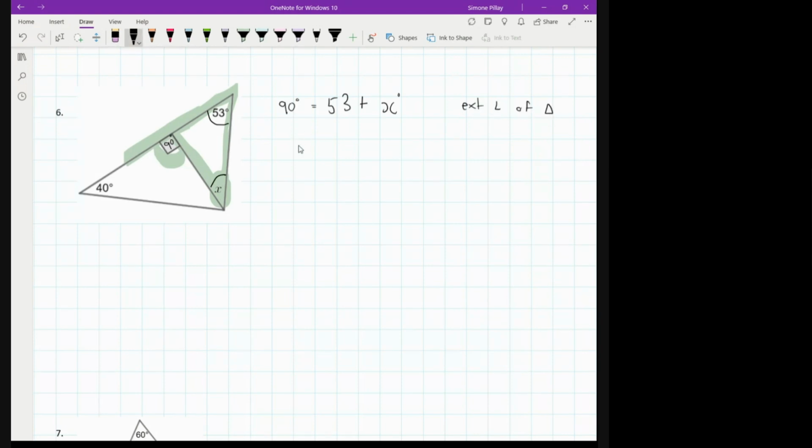Uma, tell me now what you did next. 90 minus 53 is equal to x. What is 90 minus 53? 90 minus 53 is equal to 37. So x is equal to 37, and then we don't have to calculate anything else, ma'am. Can I do the next one, ma'am, please?